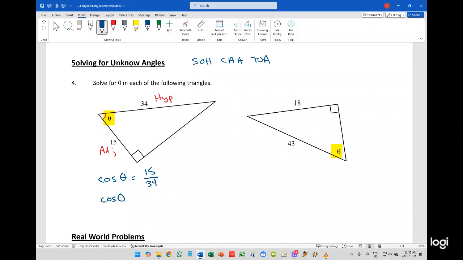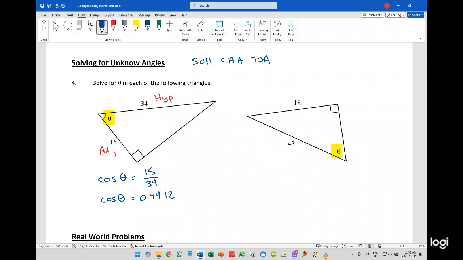At this point, you can do cos of theta and just simplify that. 15 over 34 is 0.441. In fact, for angles, I think I'm going to try to do 4 decimal places, even though I sometimes forget. But we have that number there. Now, the good news is you're not going to clear it from your calculator anyway.